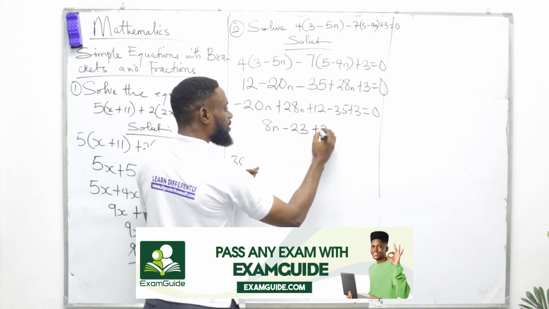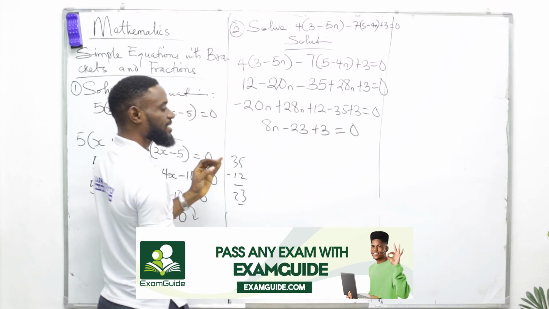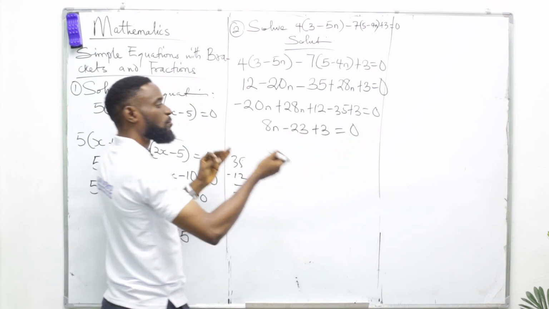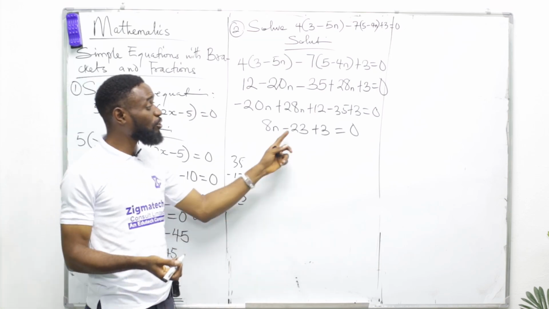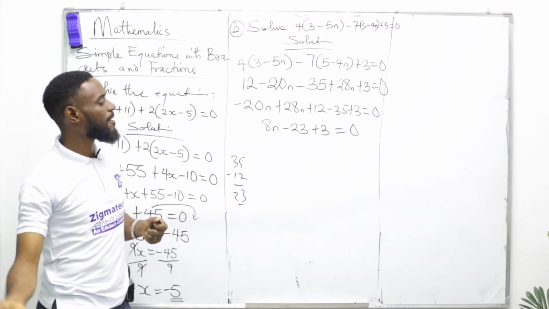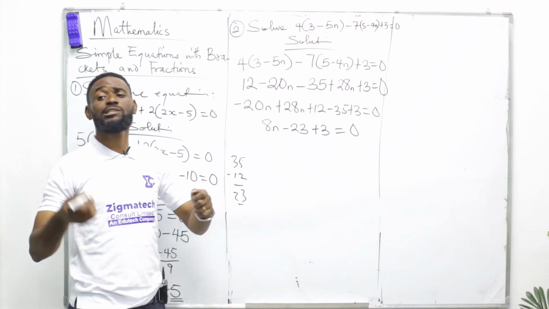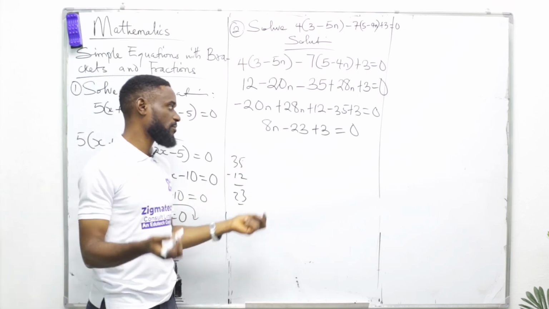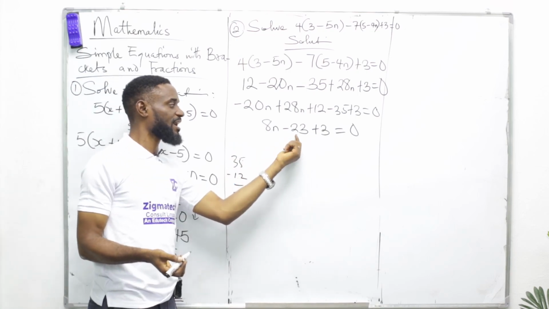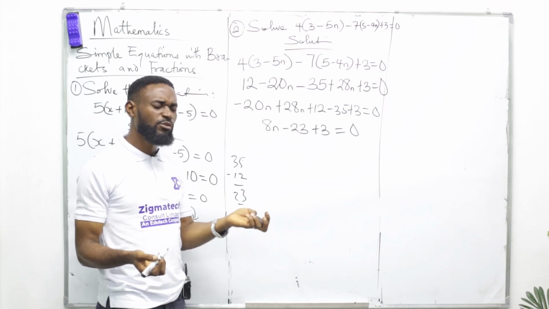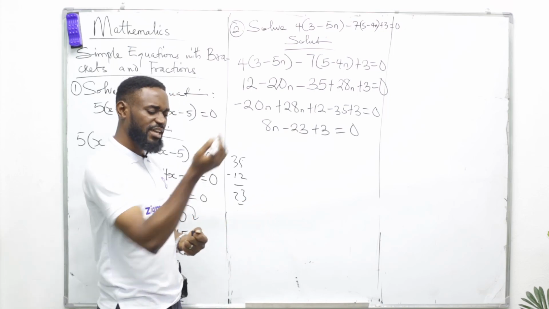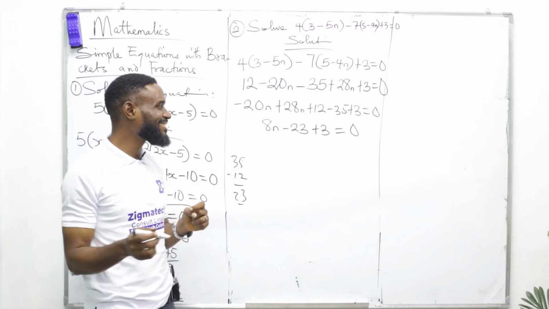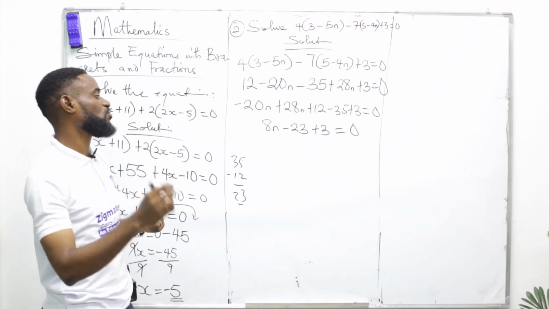Plus 3 is equal to 0. All right? We still have something to do here. Minus 23 plus 3. It means you are owing somebody 23 naira and you have 3 naira, or you are owing somebody 23 pence or 23 whatever, oranges, mango, and all that. So you are owing somebody 23 and you have 3. Okay? When you pay the person that 3 that you have, does that mean that you are no longer owing? No. You still owe the person 20 out of that 23 that you initially owed.